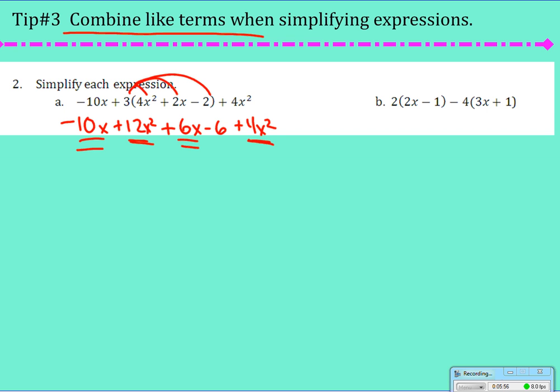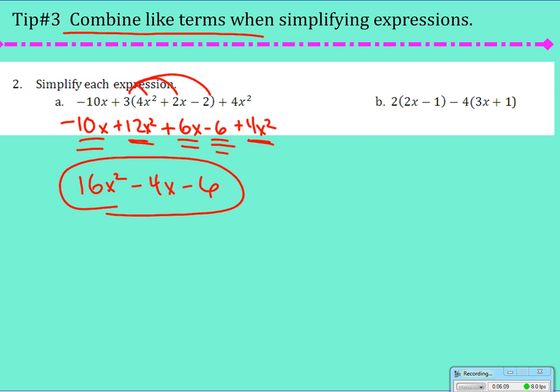12x squared and 4x squared go together. That's 16x squared. Minus 10x plus 6x. Be very, very careful with signs. Signs are going to be your number one killer right there. There is my answer. Minus 6 goes with nothing else, so I just bring that along.